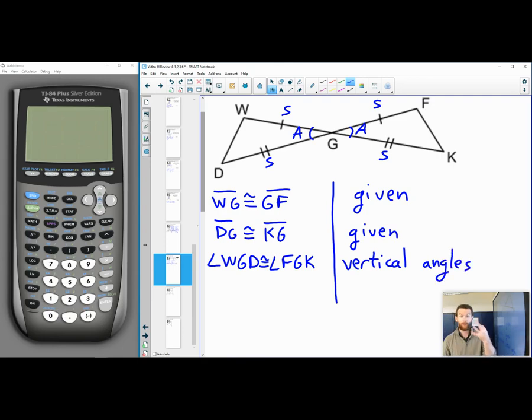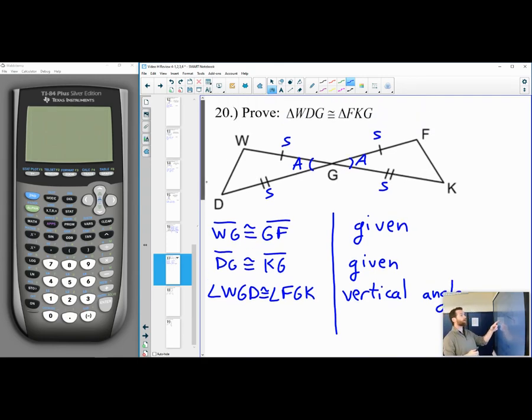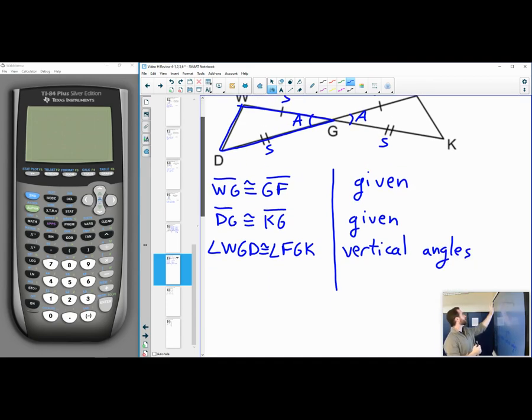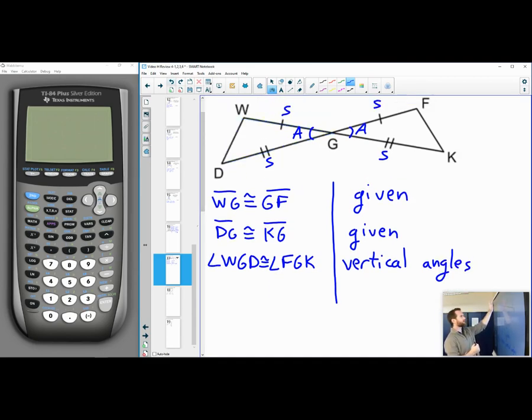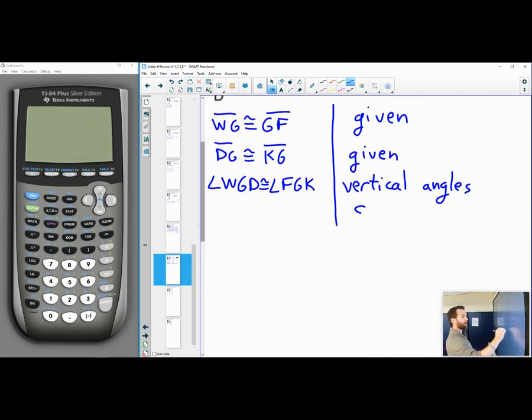All right, we've got our 3 pairs. Now it's time to figure out what pattern we have. So in this triangle, we've got 2 sides with an angle in between them. So that's side angle side. Oh, I forgot to put the triangles. Let me steal that from the directions real quick.